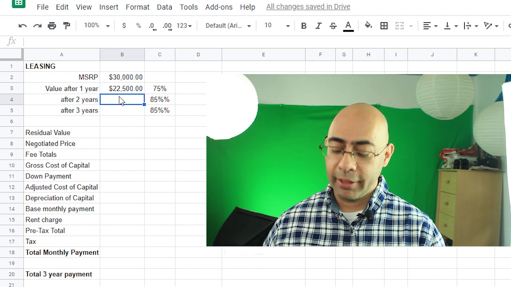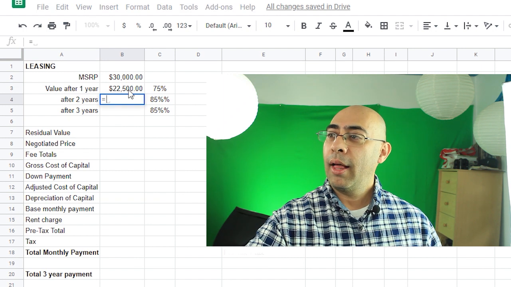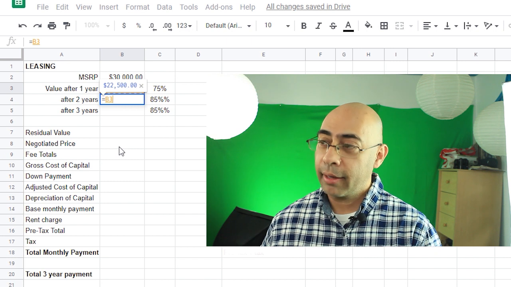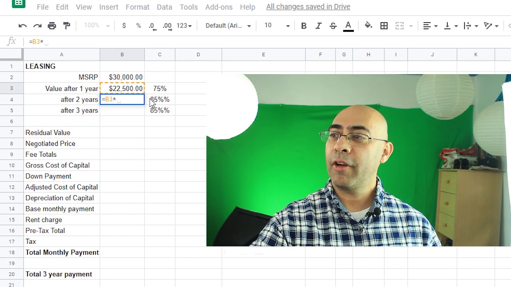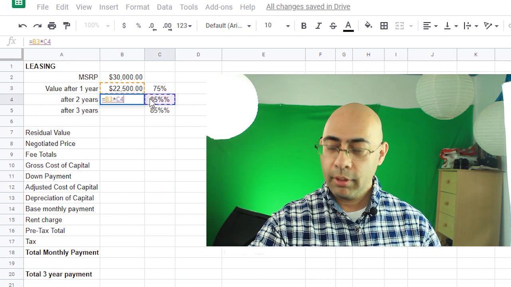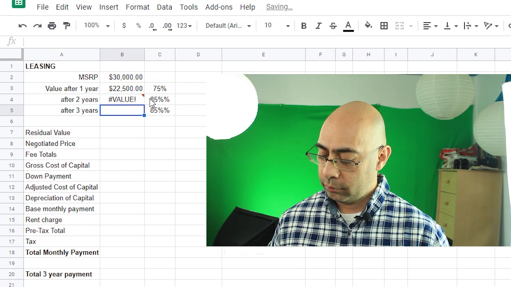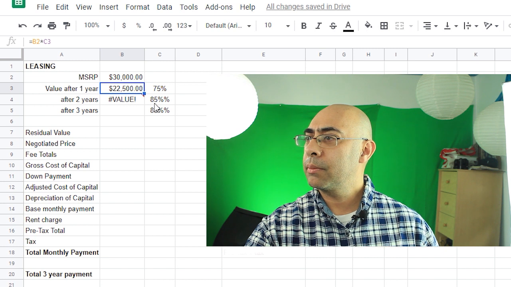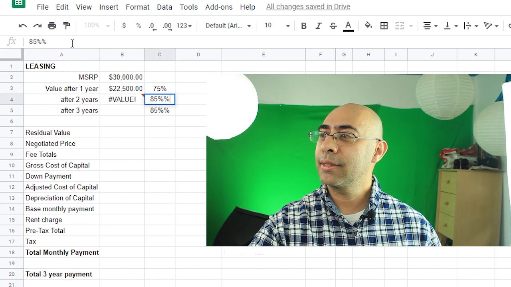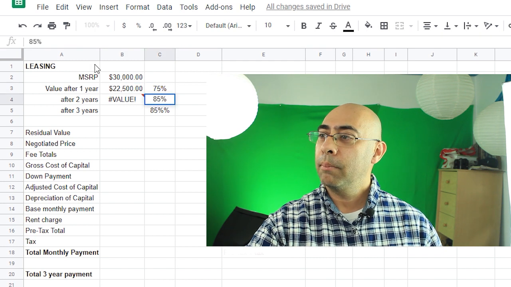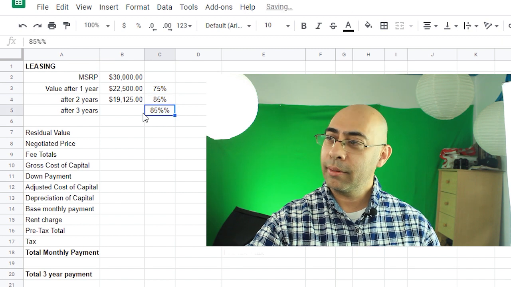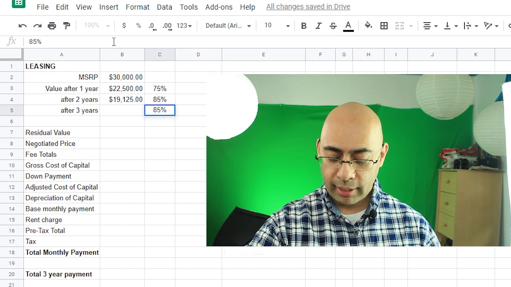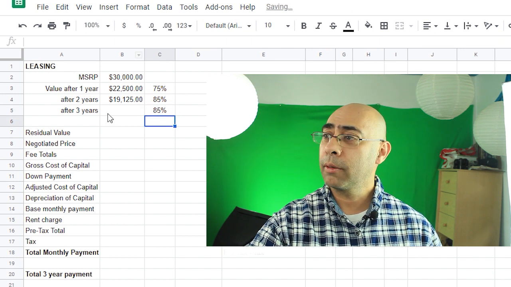And now for the second year equals this value right here, and multiply that by the 85%. Boom. So after 2 years, oh, I did something wrong there. Equals B2 times C3. Oh, because I have two percentages. Let's get rid of that extra percent. Boom, enter, and do the same. And there you go, 19,125. Let's do the same thing down there. Get rid of that extra percent. It's always good to check your work.